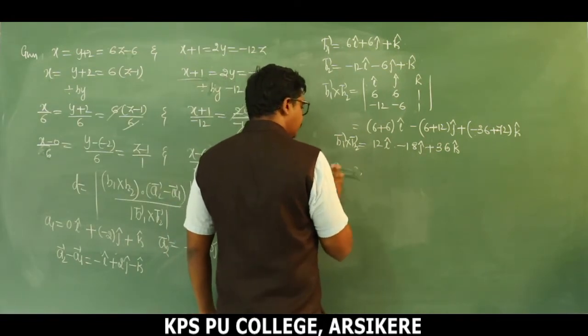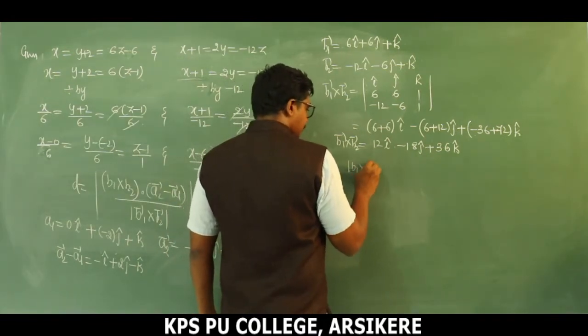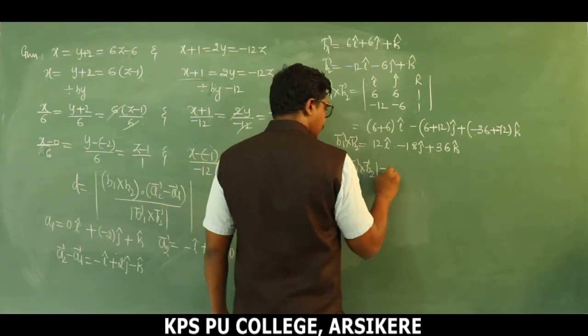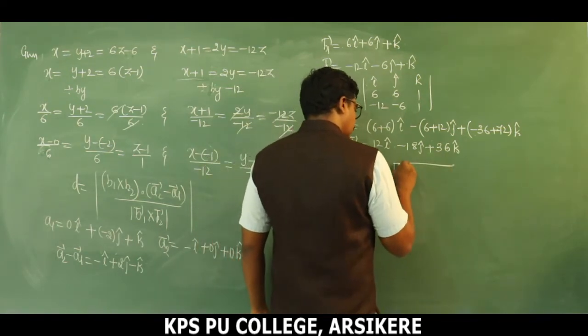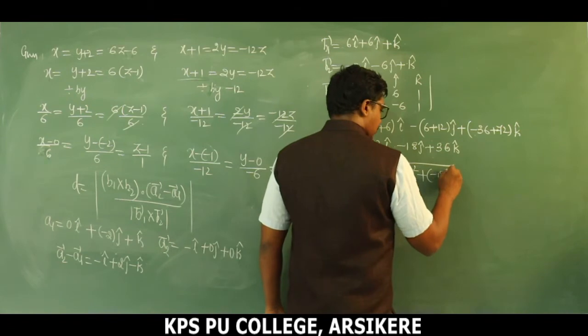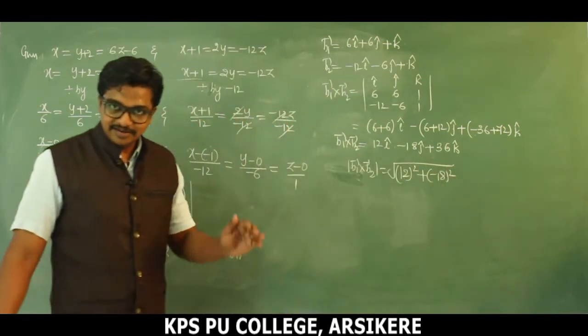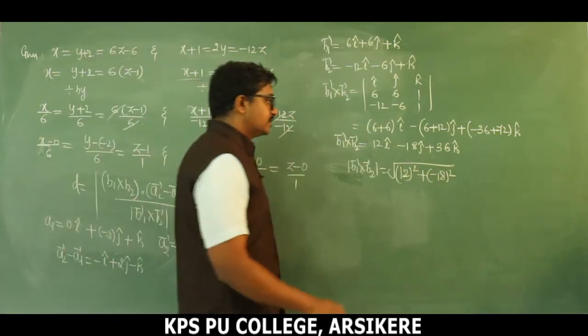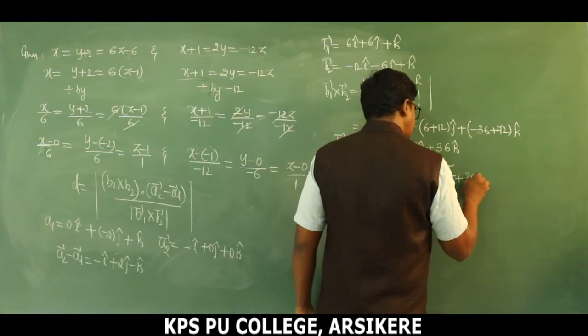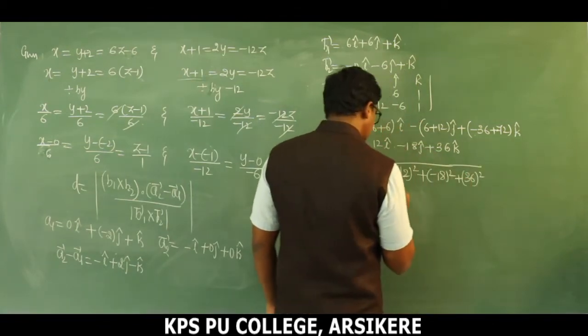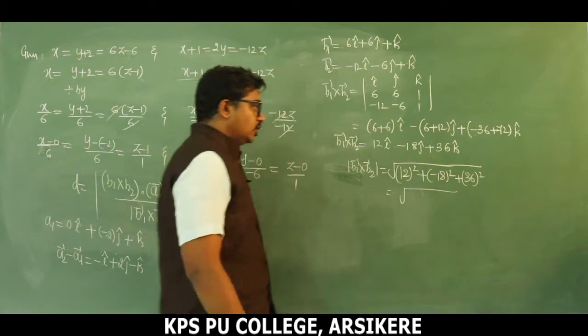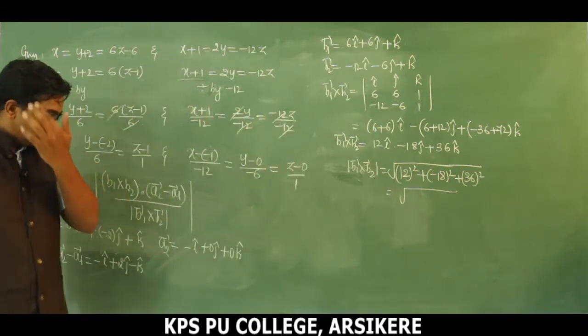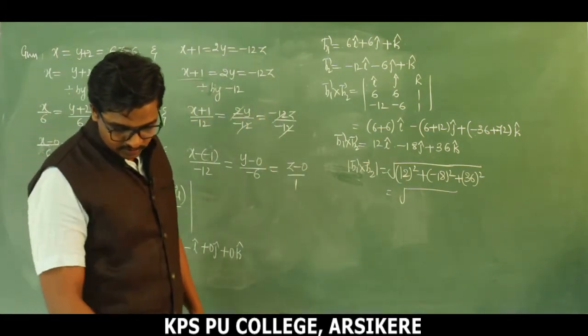a2 minus a1, but before going to that, first find b1 cross b2. The magnitude of b1 cross b2 is equal to the root of 12 square plus minus 18 whole square plus 36 whole square. So this becomes square root of 12 square plus 18 square plus 36 whole square. After simplification we will get the answer.